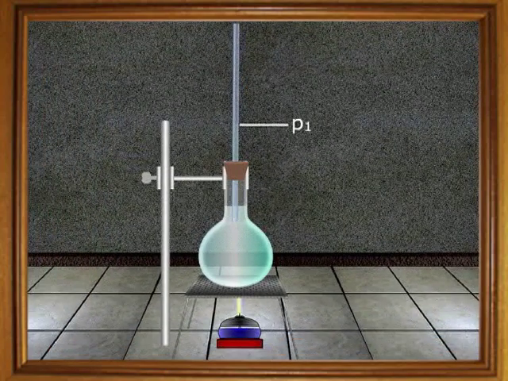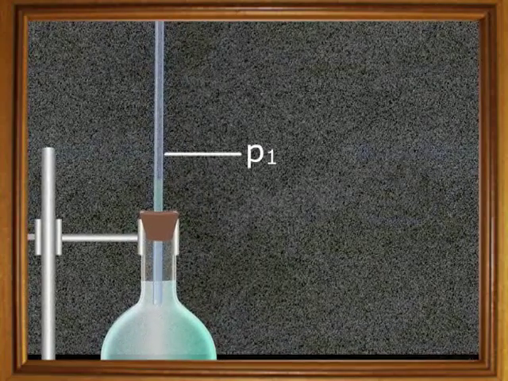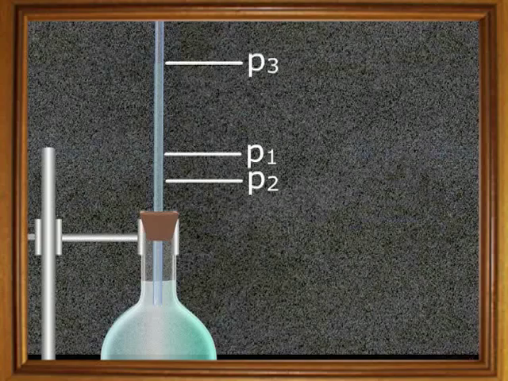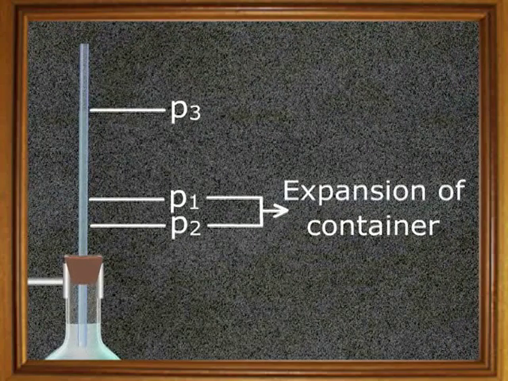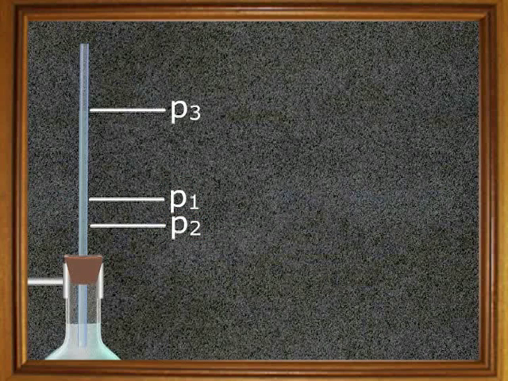Now heat the round bottom flask for a few minutes. You will observe that initially the water level decreases, say P2, and on further heating the water level increases, say P3. The initial decrease of water level is due to the expansion of the container, that is from P1 to P2. The liquid starts expanding only from position P2. Thus, the actual expansion of liquid is equal to P2 to P3.